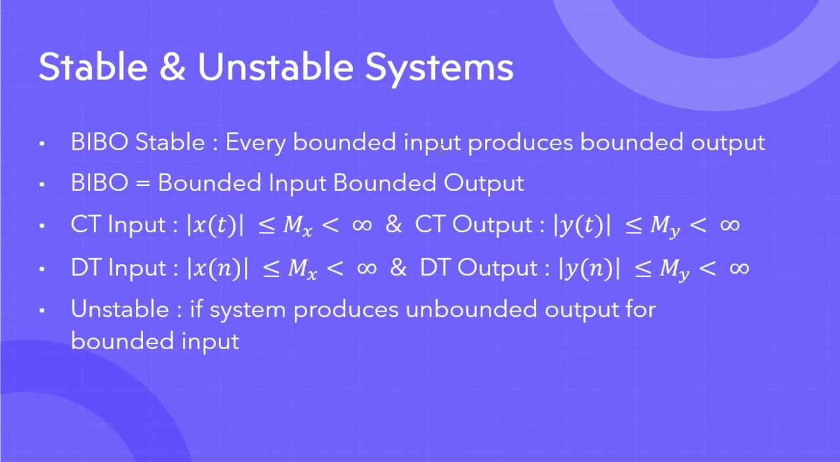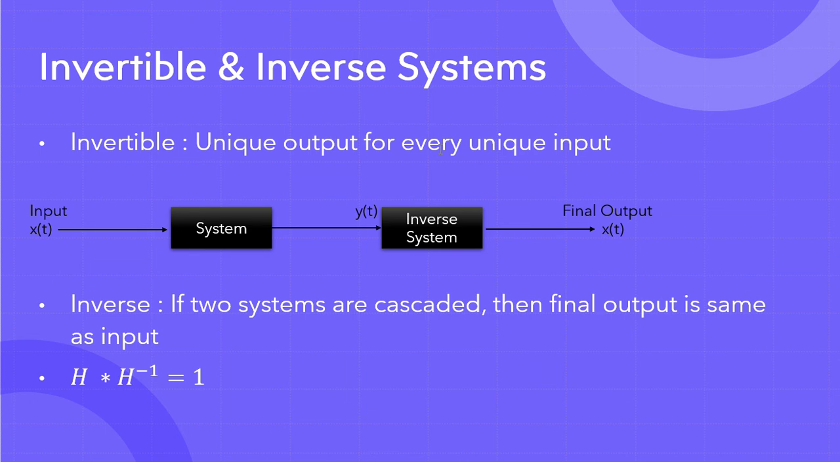Now let's see what is invertible and what is an inverse system. Okay, so a system is said to be invertible if there is a unique output for every unique input. So if you enter x of t, then your output is y of t. If you enter x of t plus 1, your output is something else.